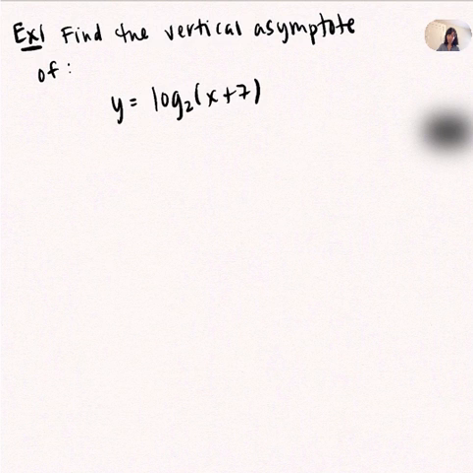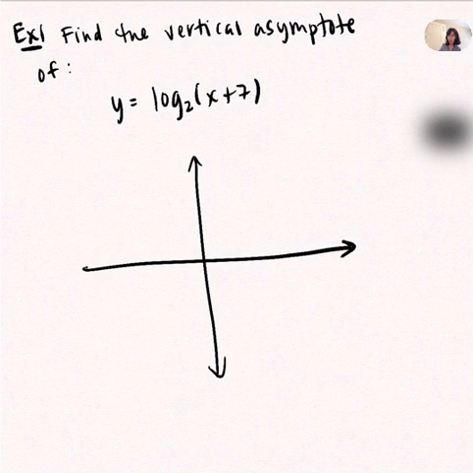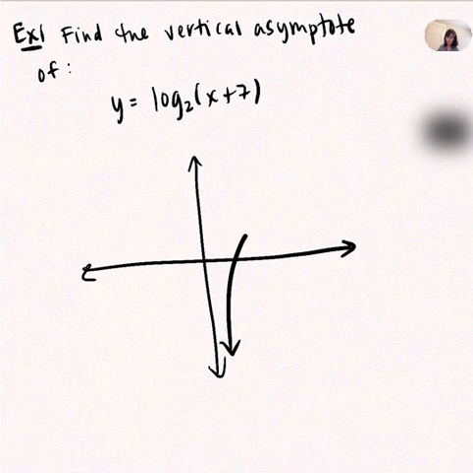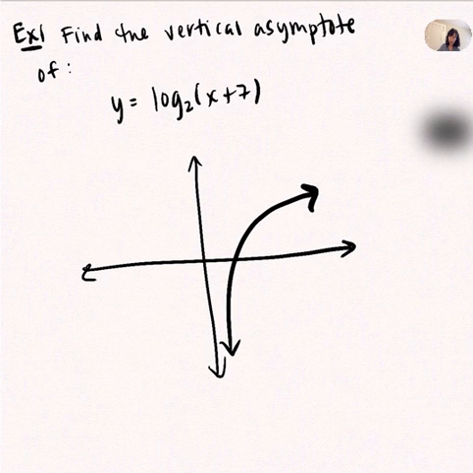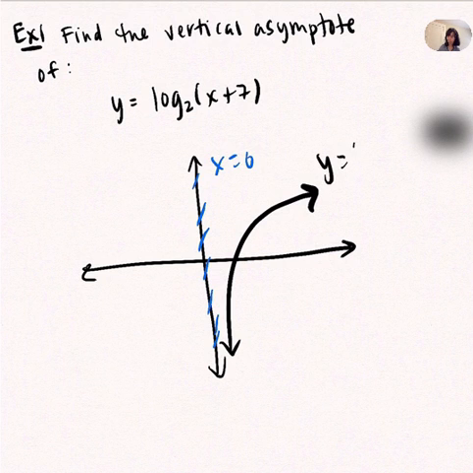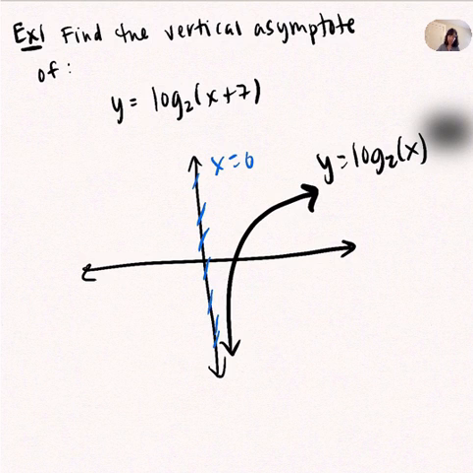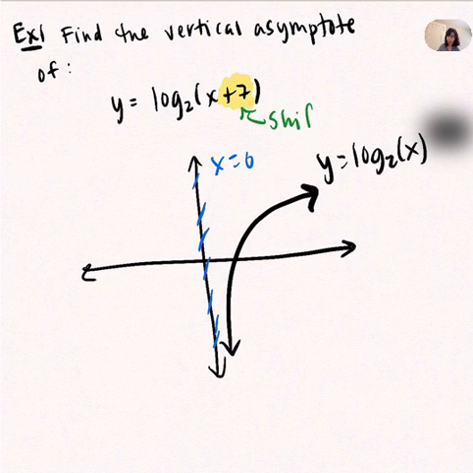So we know that the basic log base 2 function looks like this, with a vertical asymptote at x equals 0. So this is just our basic log base 2 of x function. Now if I add 7 to the inside here, that's going to shift my graph to the left 7. So shift left 7.